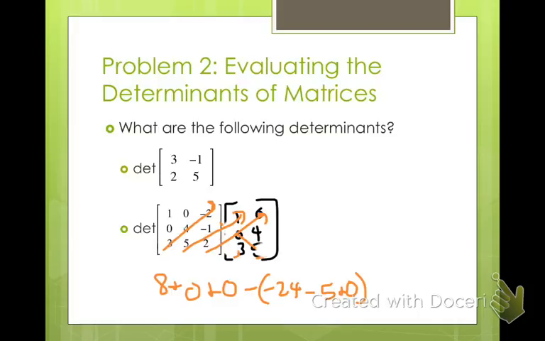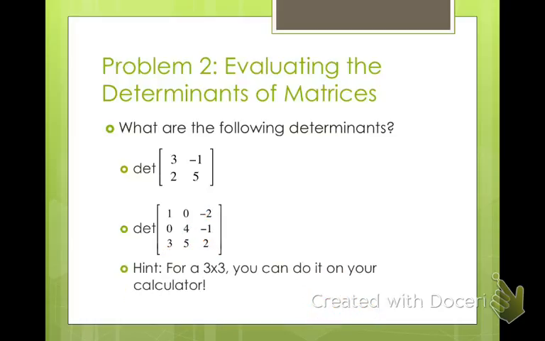Okay, so we add up our numbers, 8, and then we're going to subtract -29, so that means we're going to add them together. So our determinant for this 3 by 3 matrix is 37. See, it looks a little scary, but it's not so bad.